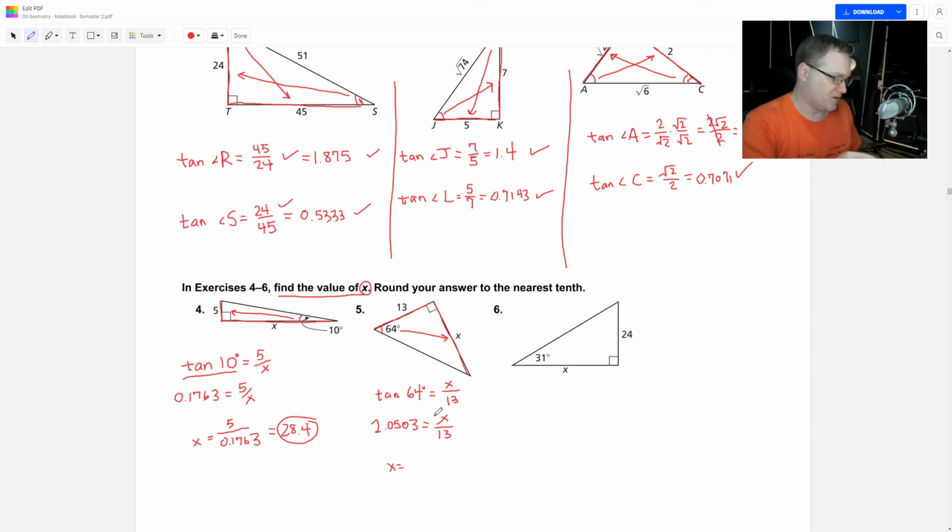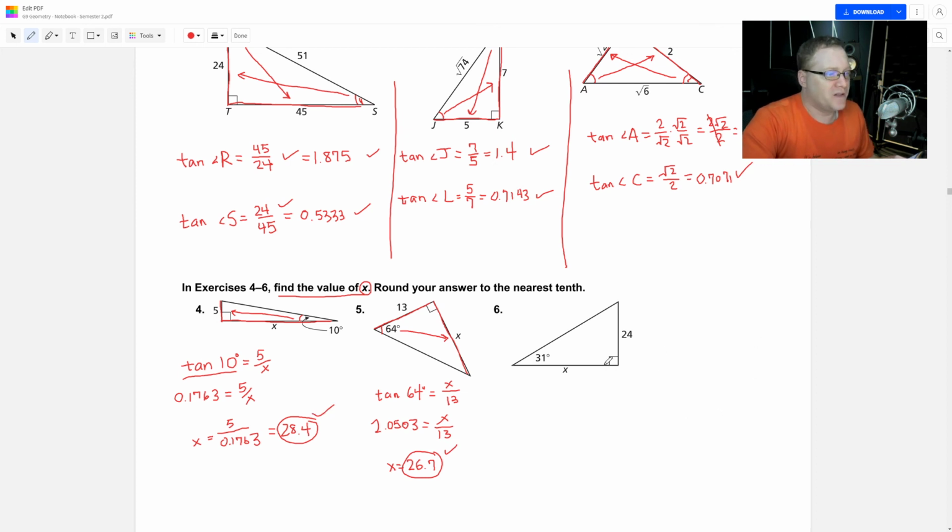So we can do that now. X equals 2.0503 times 13. And that gives us an answer of x equals 26.7, which is what we wanted to find.